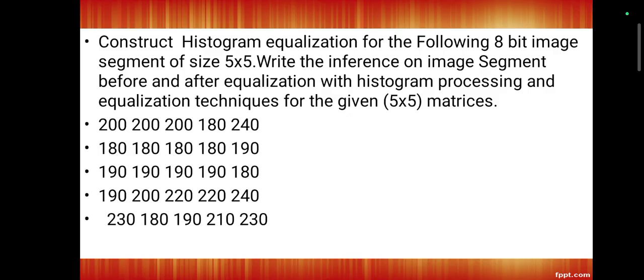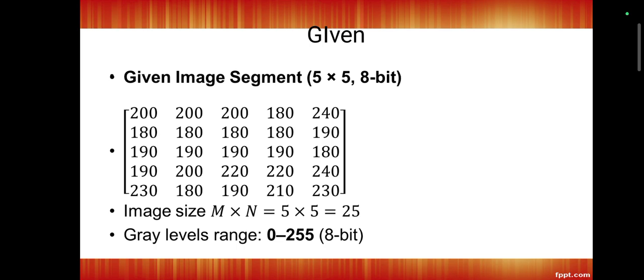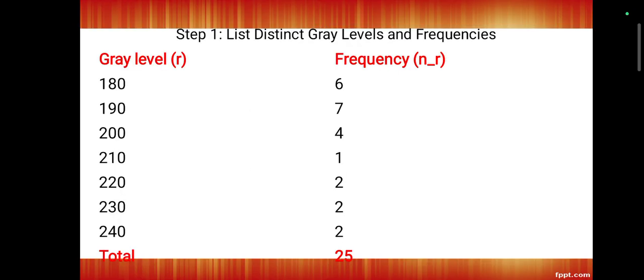For example, row wise I am reading 200, 200, 200, 180, 240 and 180, 180, 180, 180, 190 and 190, 190, 190, 190, 180 and 190, 200, 220, 220, 240 and finally the last row is given as 230, 180, 190, 210 and 230. The given image is taken as a 5 cross 5 image, and it is an 8-bit image, so the gray levels are 0 to 255.